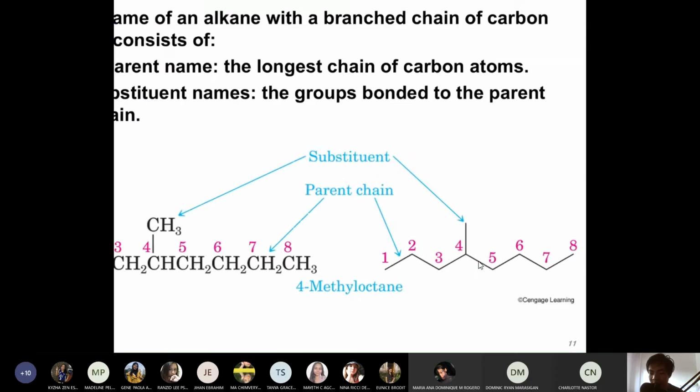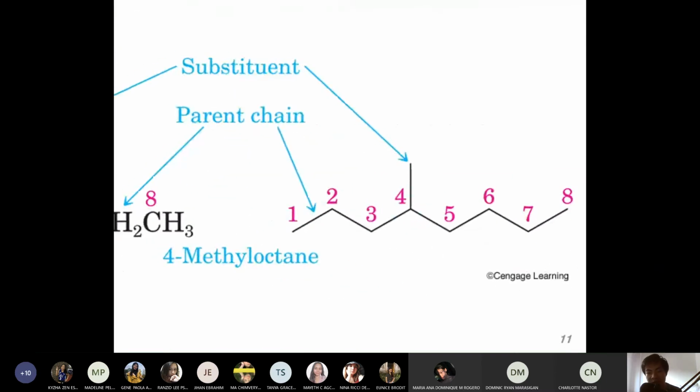So, for example, we have this drawing. Mas favorite ko yung line angle structure dito, no? Kasi makikita mo yung longest chain. Ano yung parent? Ano yung substituent? Pag sinabing parent, this is your longest carbon chain. The longest connection ng carbon na pwede mo i-create. Okay? Maganda dito gumamit ka ng highlighter. Pwede kang gumamit ng highlighter dyan.